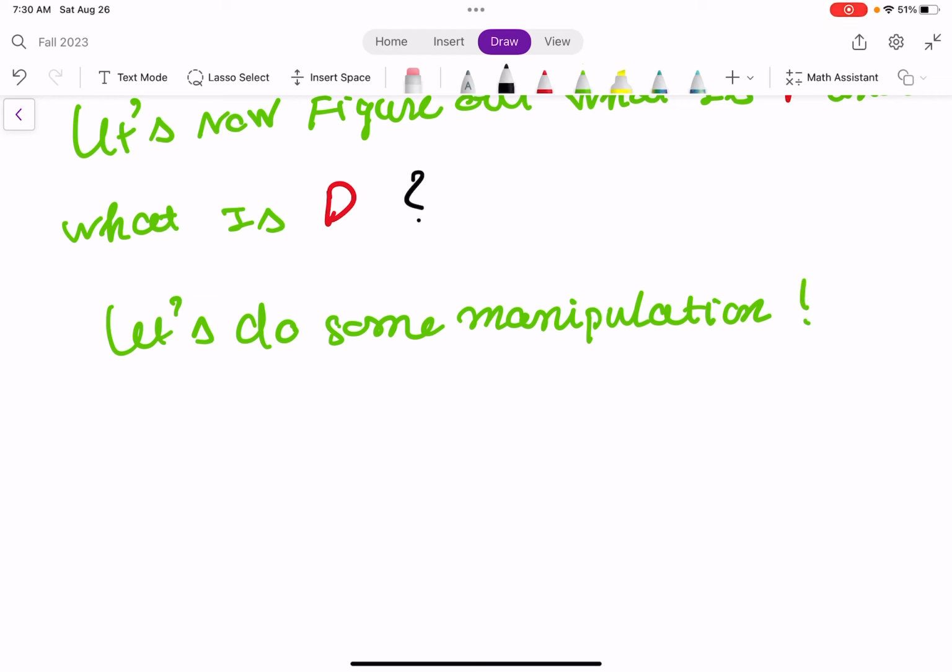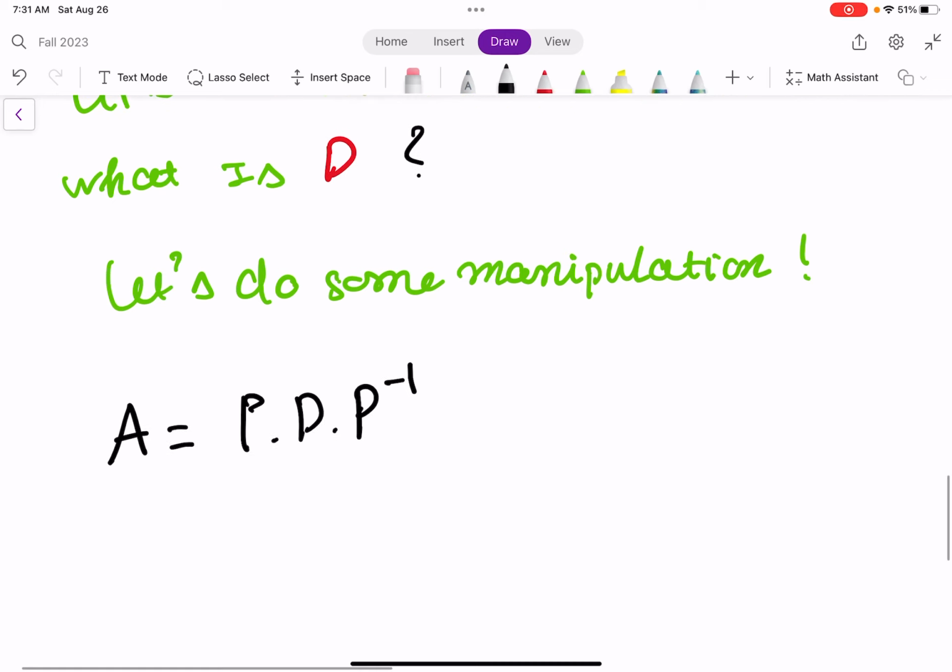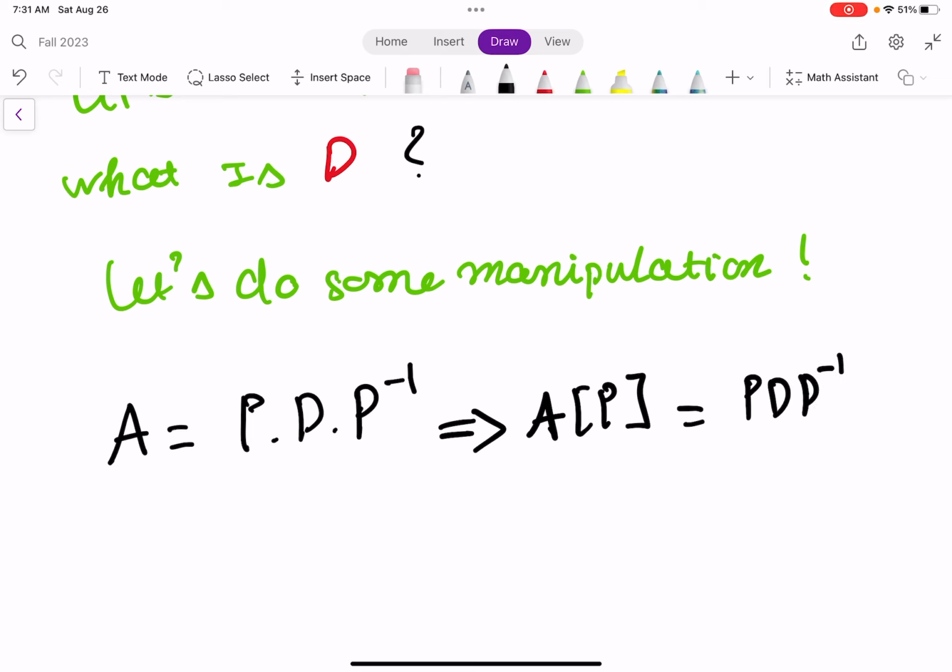You start with A equal to P times D times P inverse, or P to the power of -1. I'm gonna go ahead and do some matrix manipulation. So first I will apply both sides to matrix P. You treat the left side as a big matrix and the right side as a big matrix, and you apply that matrix to matrix P. So AP equals PDP^-1 applied to P.